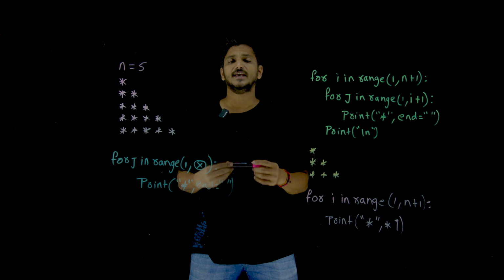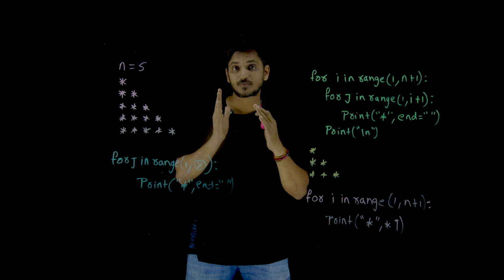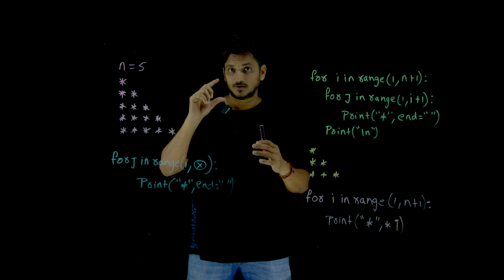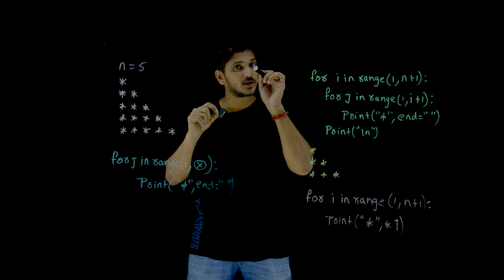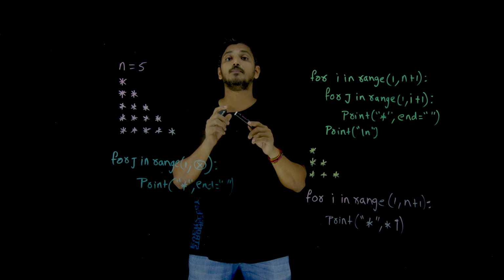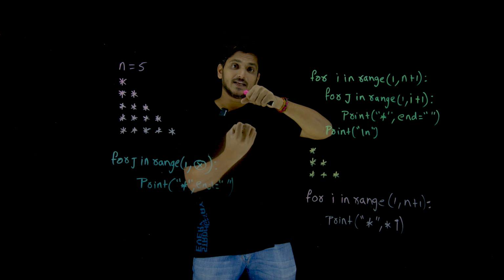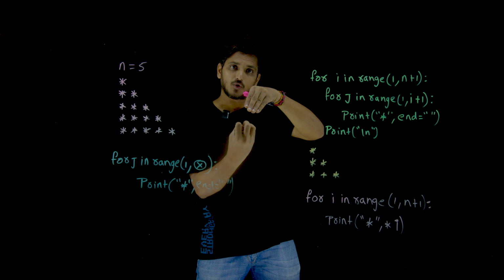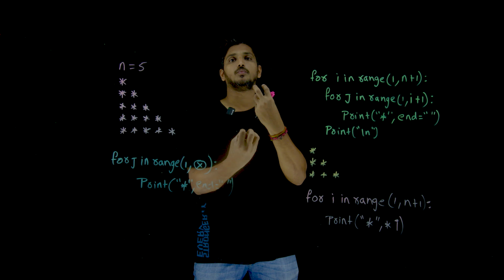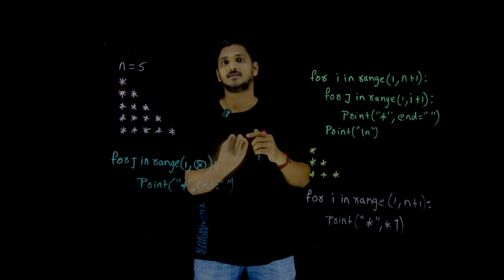Welcome back. In this video, we are going to discuss the right triangle star pattern. This is a very important code you need to understand, because you are going to get good clarity about how, in nested loops, the inner loop is controlled by the outer loop. This is the point you are going to get clarity on in this class.